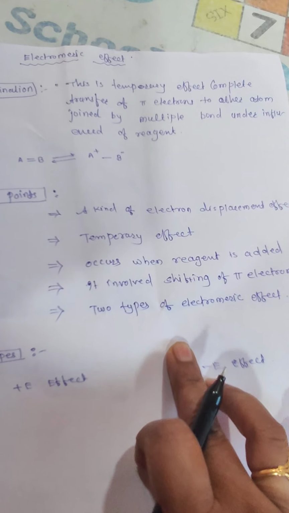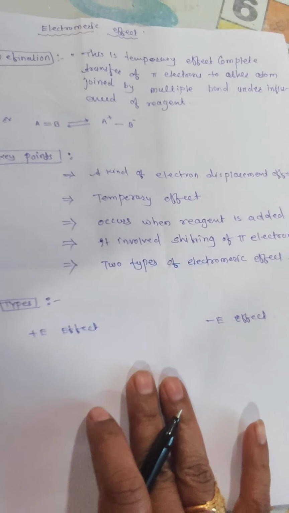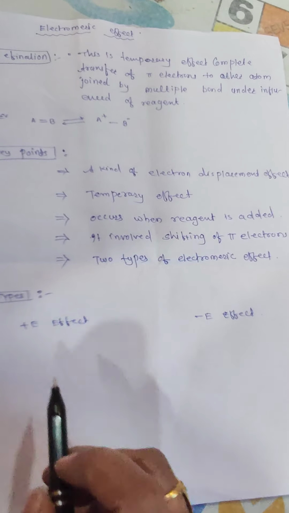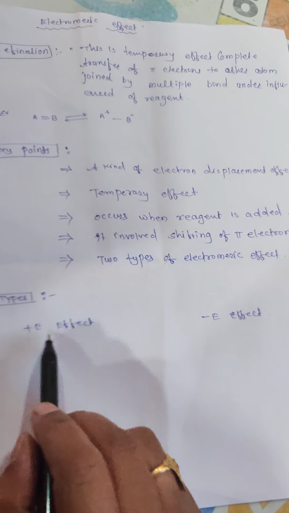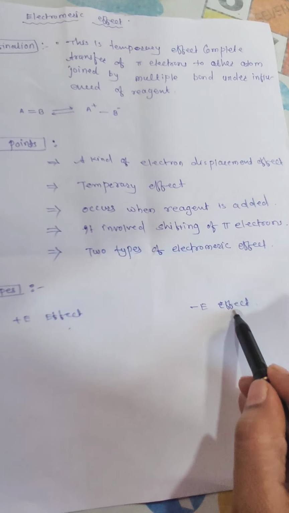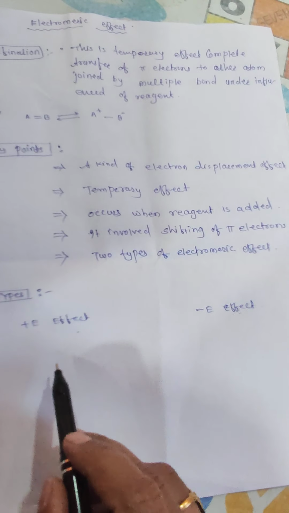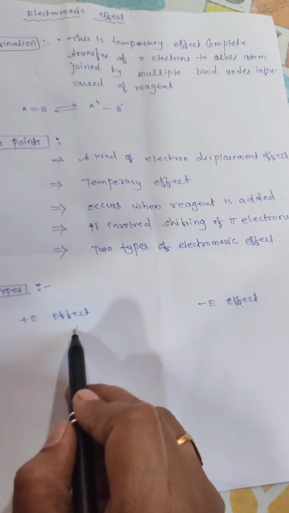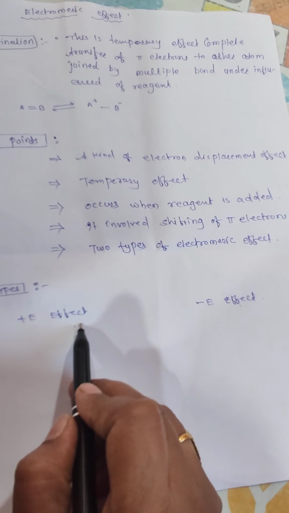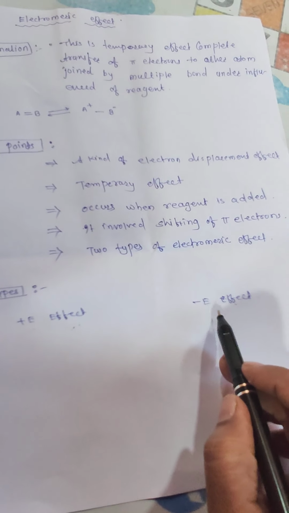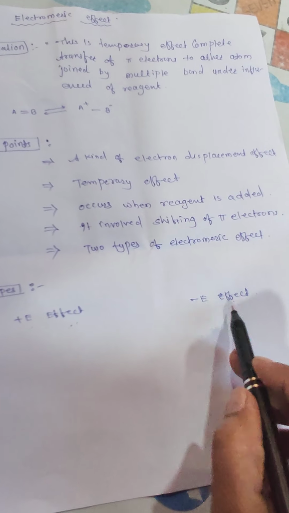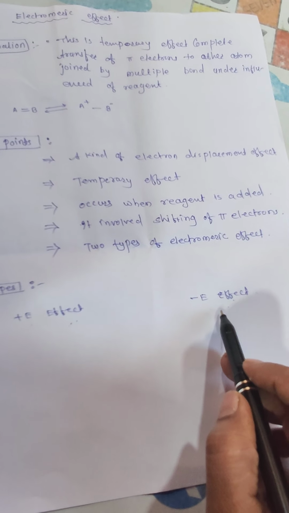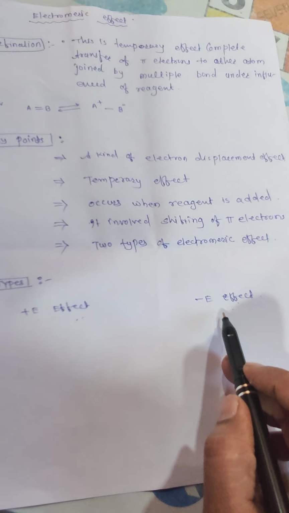Now we discuss the types of electromeric effect. There are two types of electromeric effect: plus E effect and minus E effect. In the plus E effect, the reagent is electrophilic, and in the minus E effect, a nucleophilic reagent is attached.